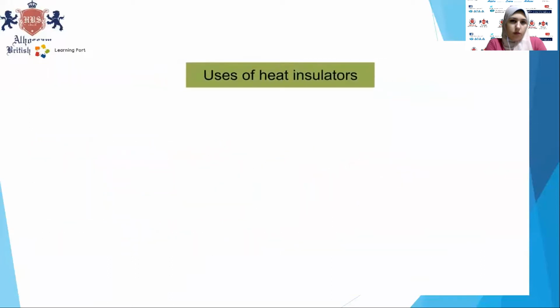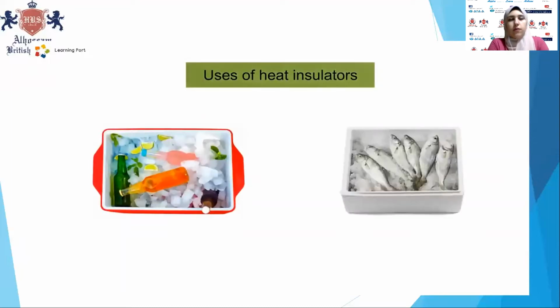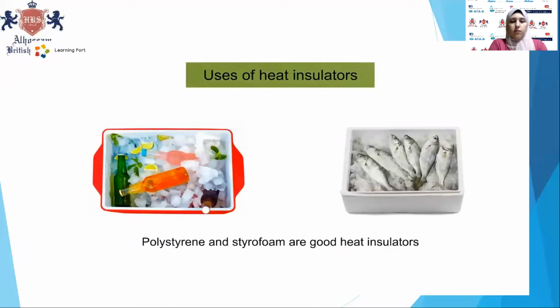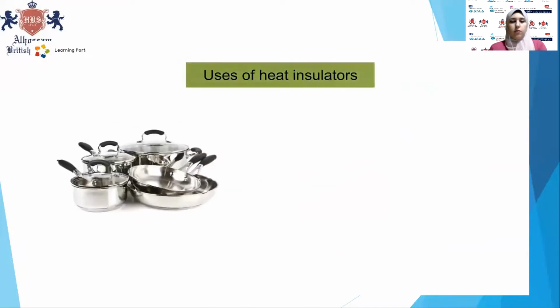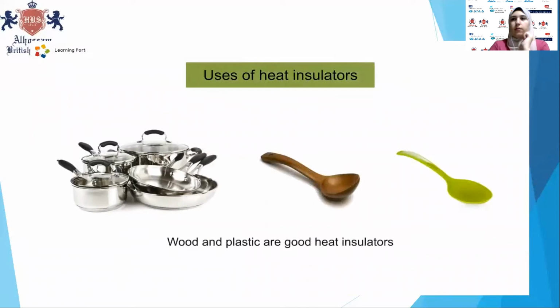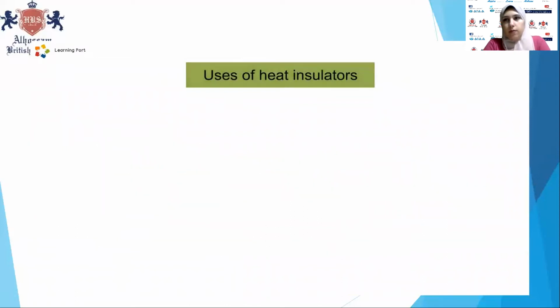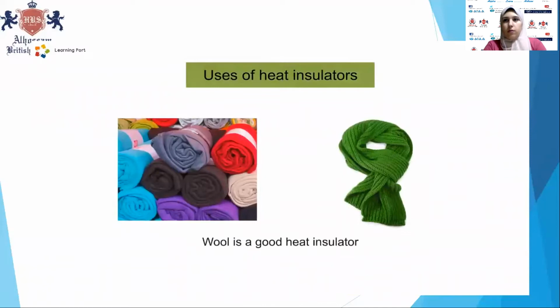Heat insulators also play important roles in our daily lives. The walls of an icebox are made of polystyrene to maintain the coolness inside the box and prevent heat from entering the box. The handles of cooking utensils are made of wood or plastic so that they will not get too hot, allowing us to hold the utensils without getting burned. Woolen clothes and blankets trap a layer of air. The wool and air prevent heat loss from our body, thus keeping our body warm.